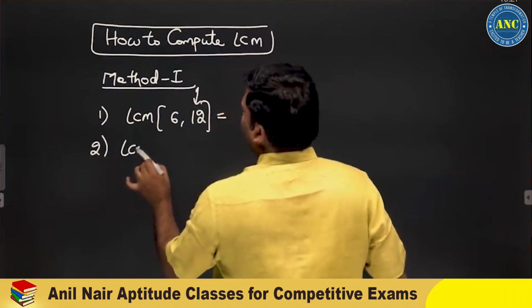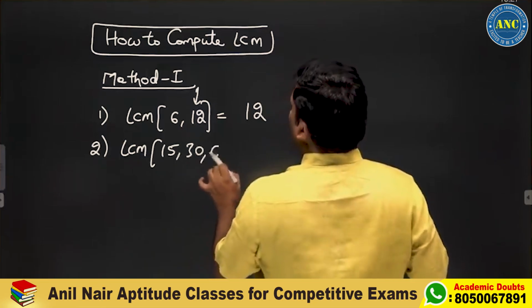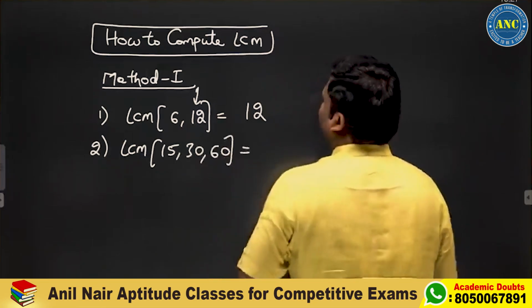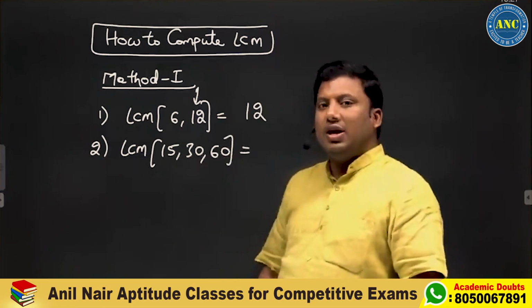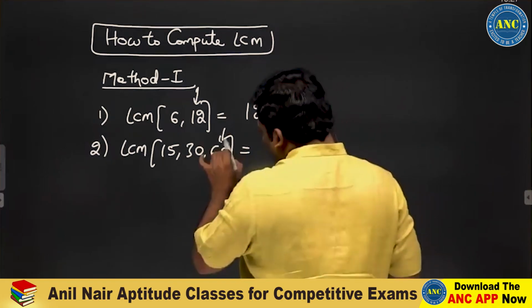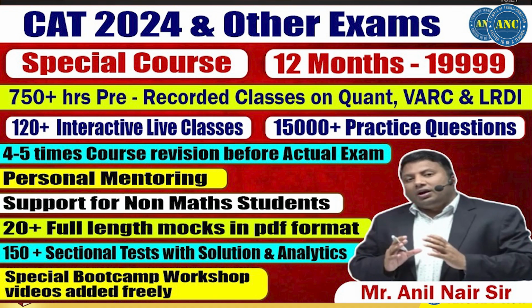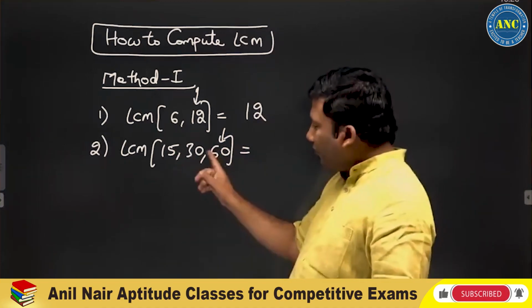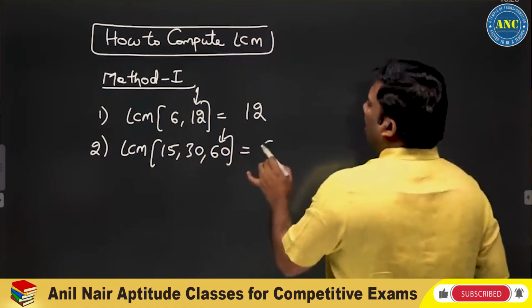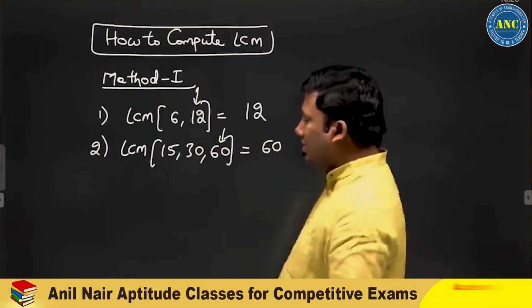Second example: 15, 30 and 60. What are the 2 steps? Step number 1, go to the largest number, 60. Check whether 60 is a multiple of all the other numbers. 15 fours are 60, yes. 30 twos are 60. The largest number is the answer.